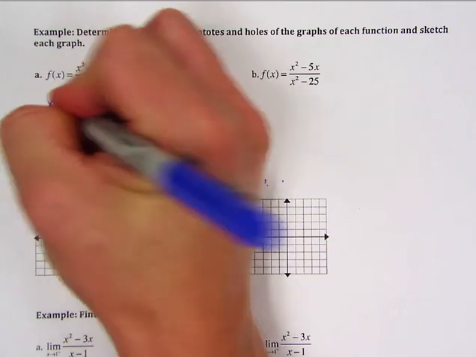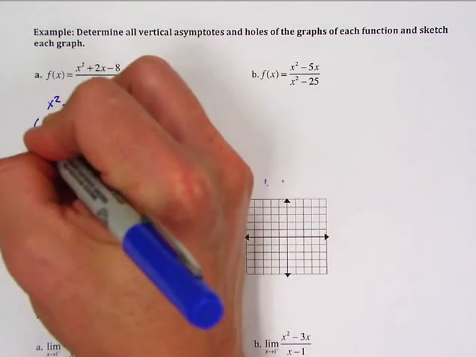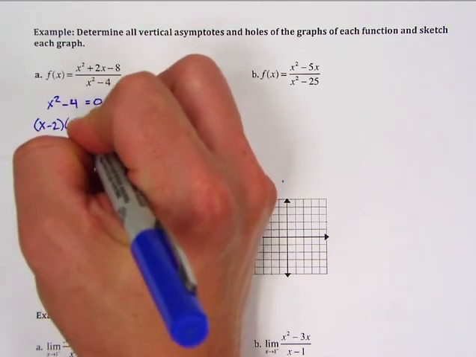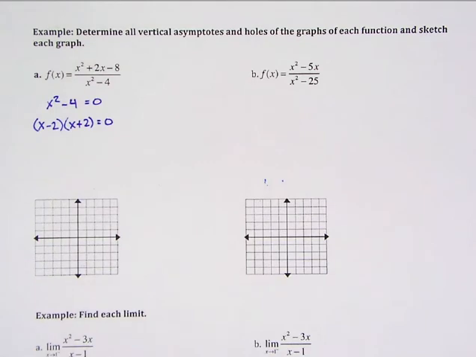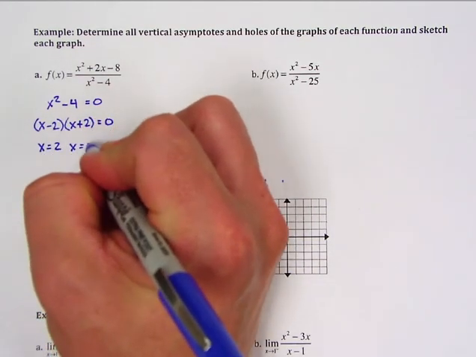We do the same process as before. We let the denominator equal 0, often requiring factoring to solve. So here we get x equals 2 and x equals negative 2.